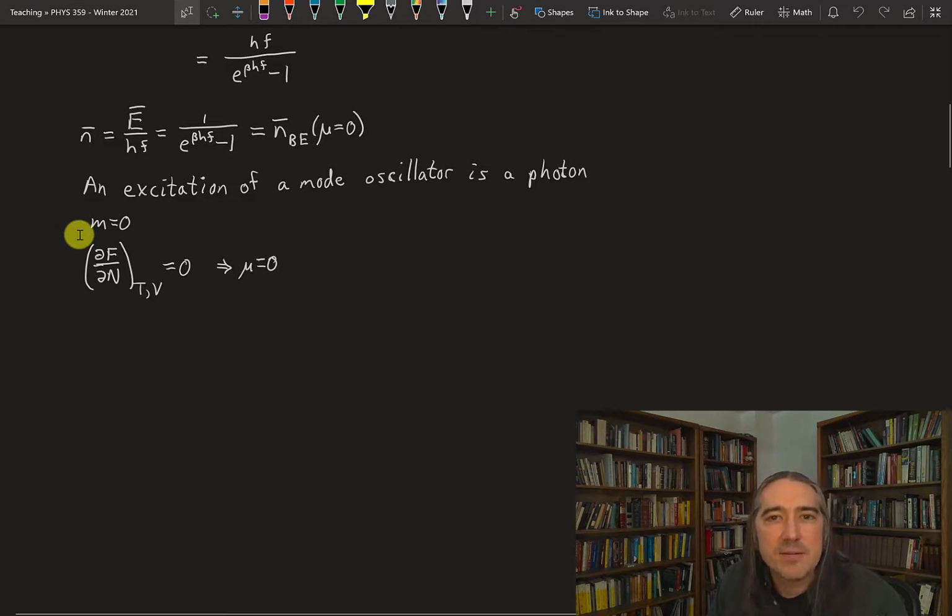And because of that, if I look at the Helmholtz free energy, the equilibrium state of the system will be the state that minimizes the Helmholtz free energy. In particular, because the number isn't fixed, the number of photons in the cavity will adjust until you reach the minimum of the free energy. That is to say, if it's the minimum as a function of number, the derivative of the free energy with respect to number is equal to 0. But that's exactly the definition of the chemical potential, and so the chemical potential must also equal 0.